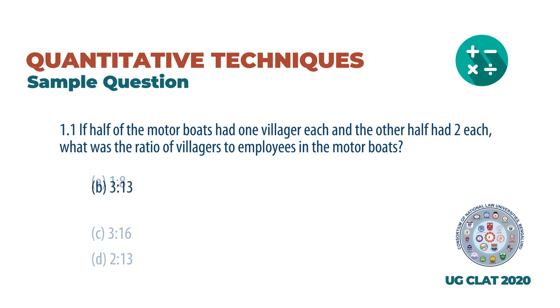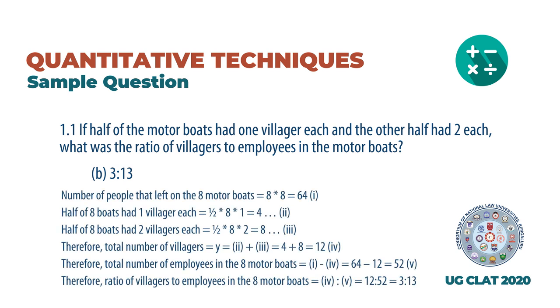The correct answer is B. Here is the rationale behind the choice. The correct answer is B, and this is how we arrived at the conclusion. The number of people that left on the 8 motorboats is 8 multiplied by 8, which is equal to 64. Let's call this calculation 1.